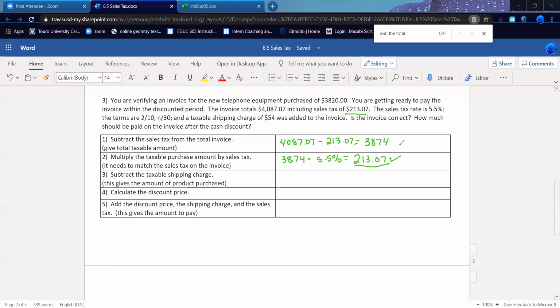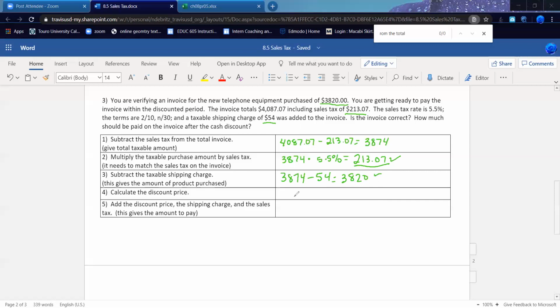Then I'm going to take and subtract the shipping charges. Remember, the shipping charges were taxable according to this problem. They said the shipping charges are $54, so I'm going to subtract the $54. That's going to give me $3,820. This should be the amount of product I purchased. Well, here's the amount of product I purchased. It matches that amount, so that's good.